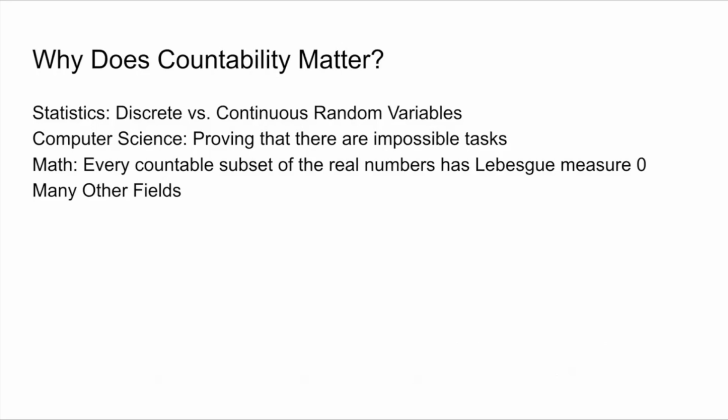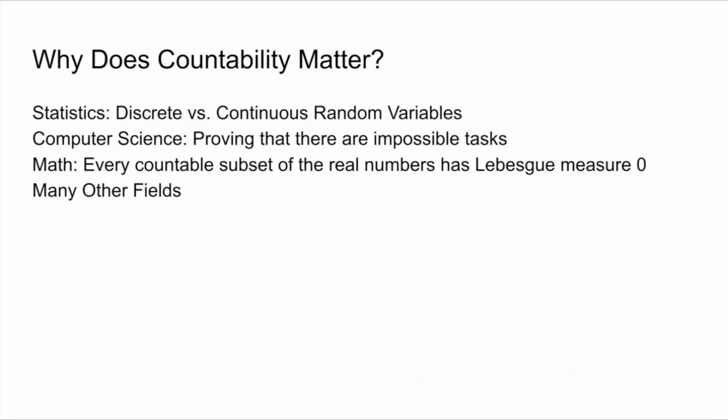In computer science, it can be used to prove that there are impossible tasks. For example, the set of all functions from natural numbers to natural numbers is uncountably infinite, but the set of all possible computer algorithms that can be written is countably infinite. And that means that there are functions which do not have a possible algorithm that computes them. And in math, it can be used to prove many shocking results, such as every countable set of the real numbers has Lebesgue measure 0.